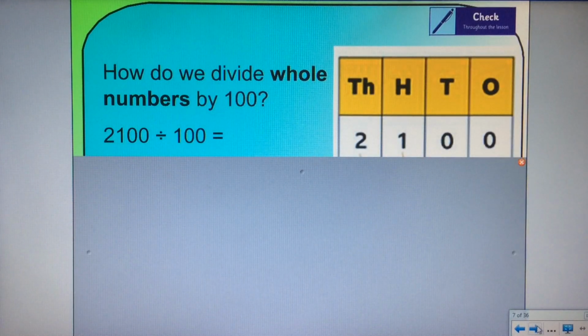Okay, so how do we divide whole numbers by 100 then? Think about your place value, think about what we learned yesterday. Have a think.